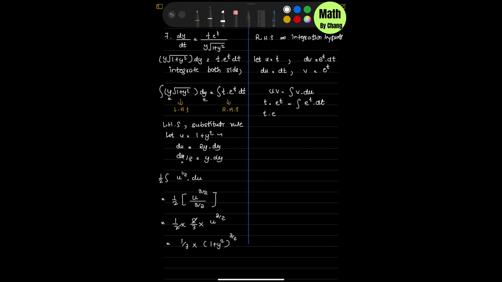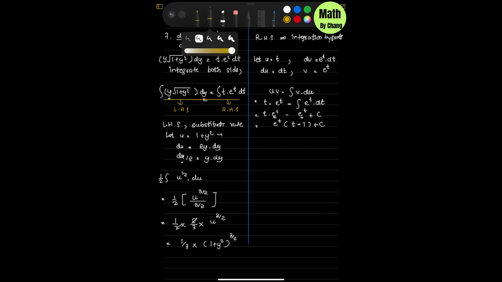So t e^t minus, when we integrate e^t dt, we get only e^t. And yes, you can add a constant here, and there is e^t here and e^t here, so we can take that out. So here, e^t (t − 1) + c. Okay, let's call this equation 1.